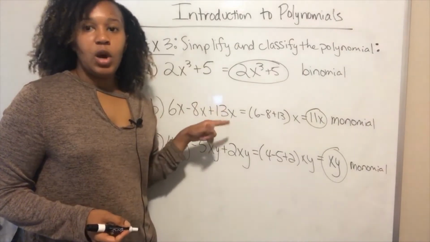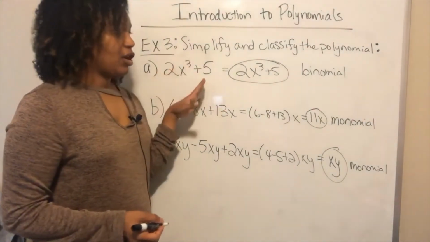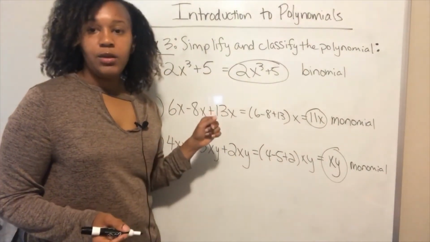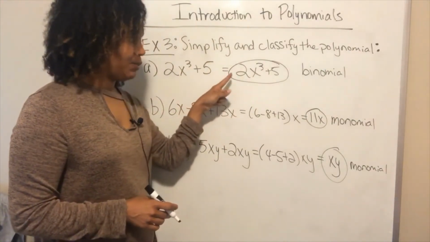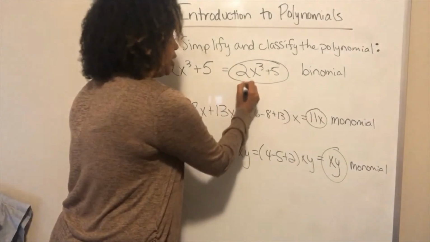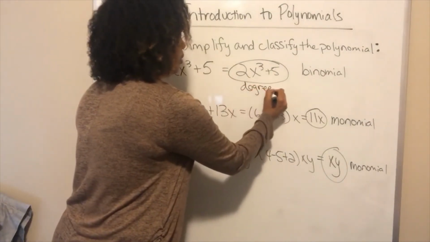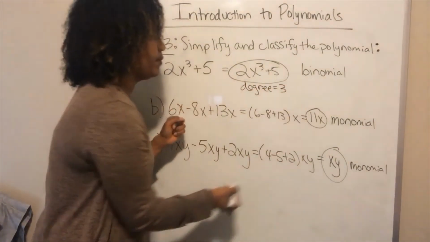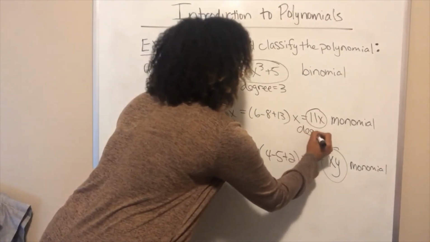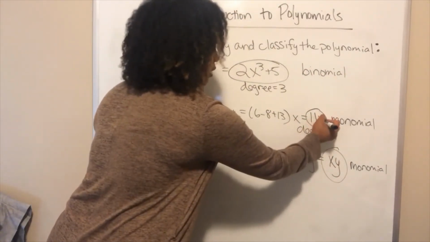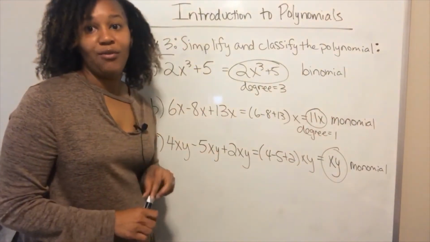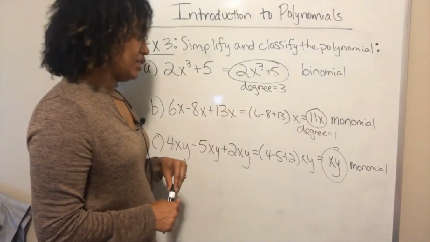So I also want to go back, it didn't ask us for this, but I want to go back and give the degree of each polynomial, because this is something that you may be asked. So the degree, remember, is the highest exponent. So in this case, the degree would be 3, because 3 is the highest exponent. In this case, the degree will be 1, because there's no exponent on that x, there's an understood exponent of 1. So that will have an exponent of 1.